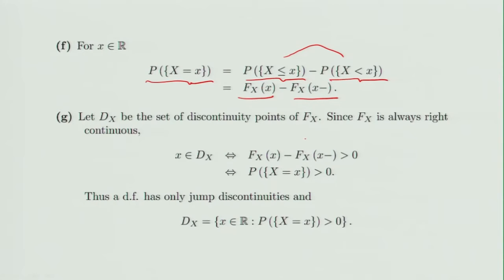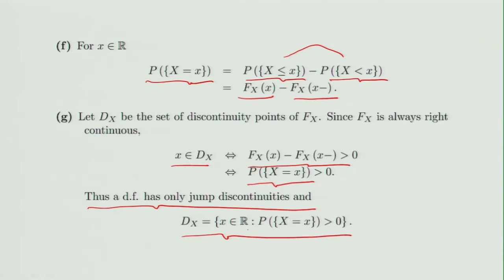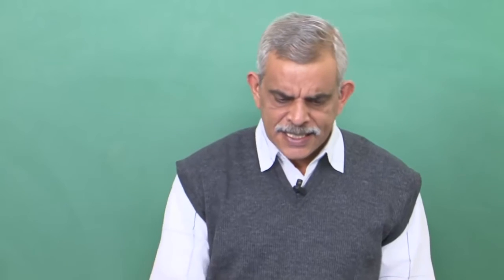Let D_X be the set of discontinuity points of F_X. Since F_X is always right continuous, because any distribution function is always right continuous, I know that x is a discontinuity point if and only if F(x) minus F(x-) is greater than 0, which is equivalent to saying that probability that X equals small x is positive. Thus, a distribution function has only jump discontinuities, and the set of discontinuity points is nothing but the collection of all those x belonging to R such that probability X equals x is positive. So let us consider this example.